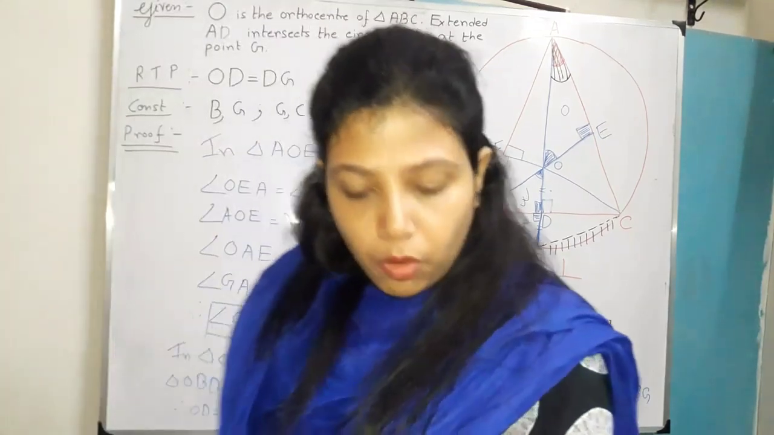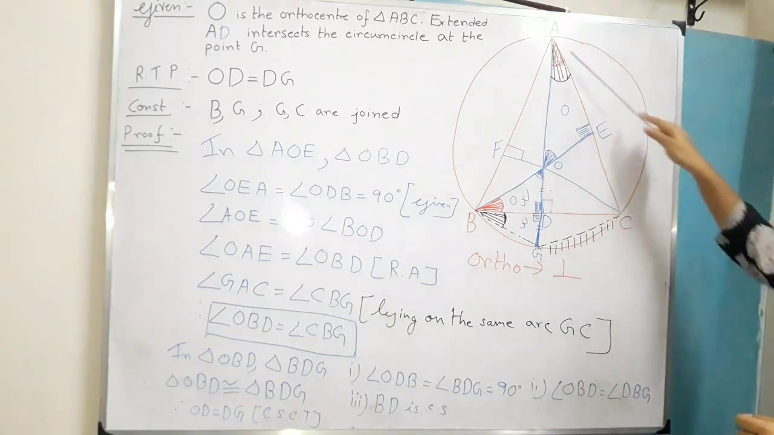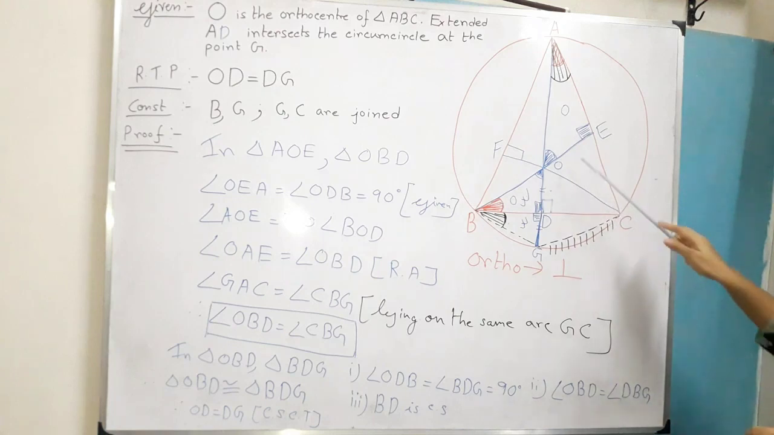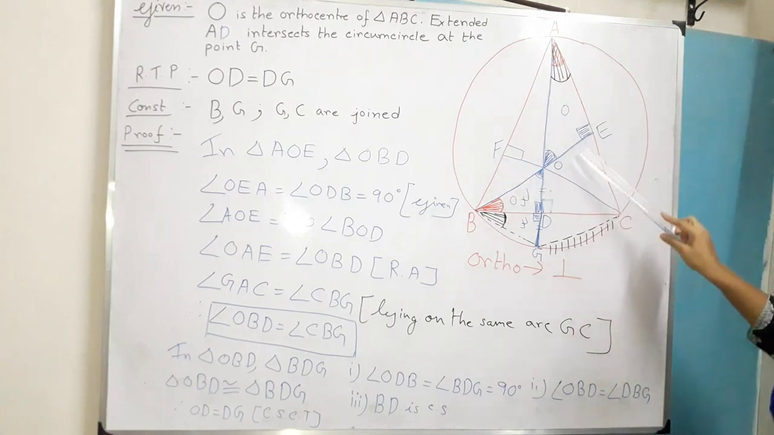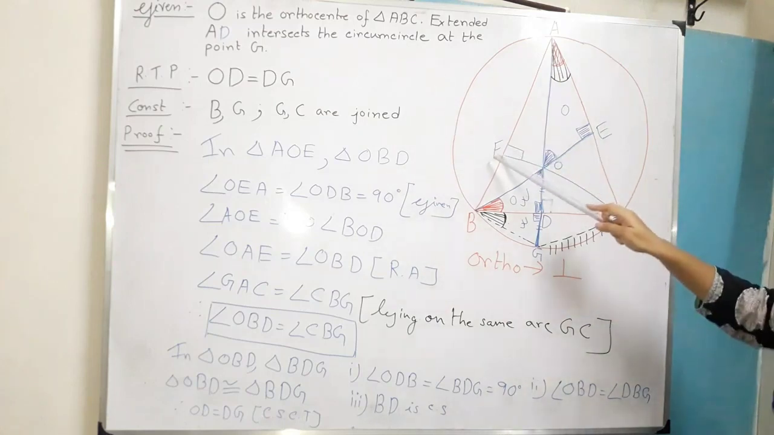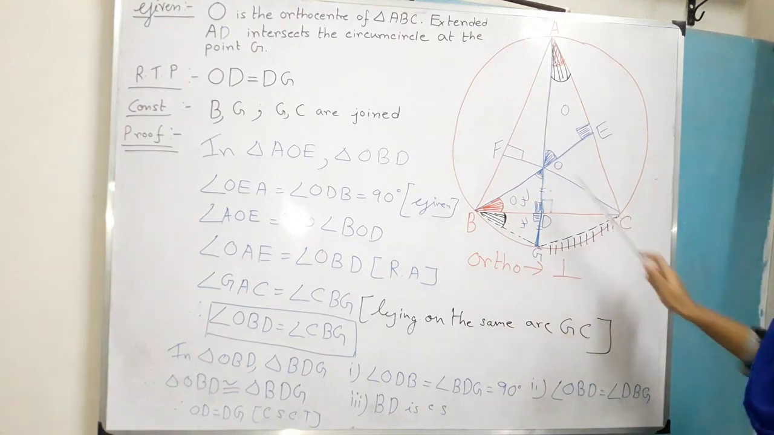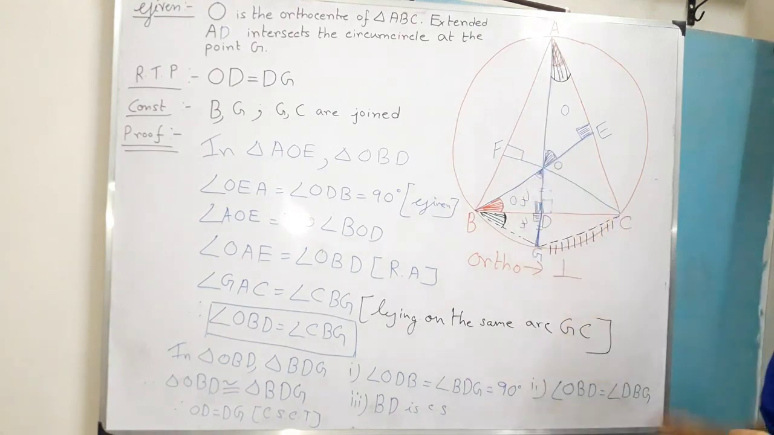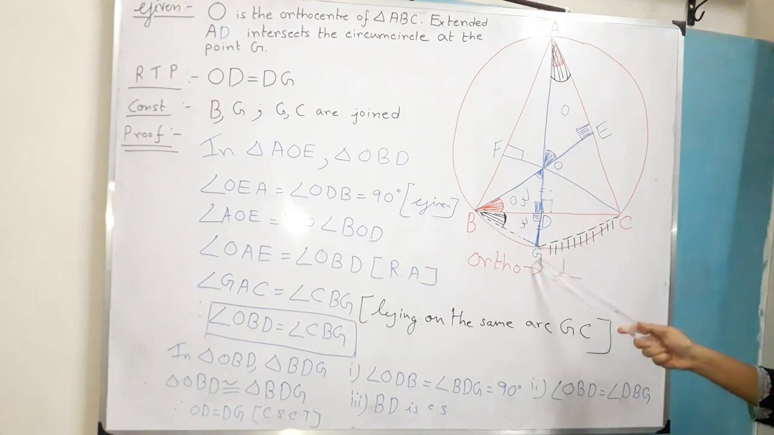I will repeat once more. Please follow me properly. What is given here? Circumcircle. ABC is a triangle. It is given that O is the orthocenter. That means these 3 perpendiculars AD, BE and CF intersect at the point O. F I have not mentioned here. If you want, you can mention this in given, because orthocenter means CF is also perpendicular. Now RTP: OD equals DG. To prove that, I have to draw BG and CG, both of them.